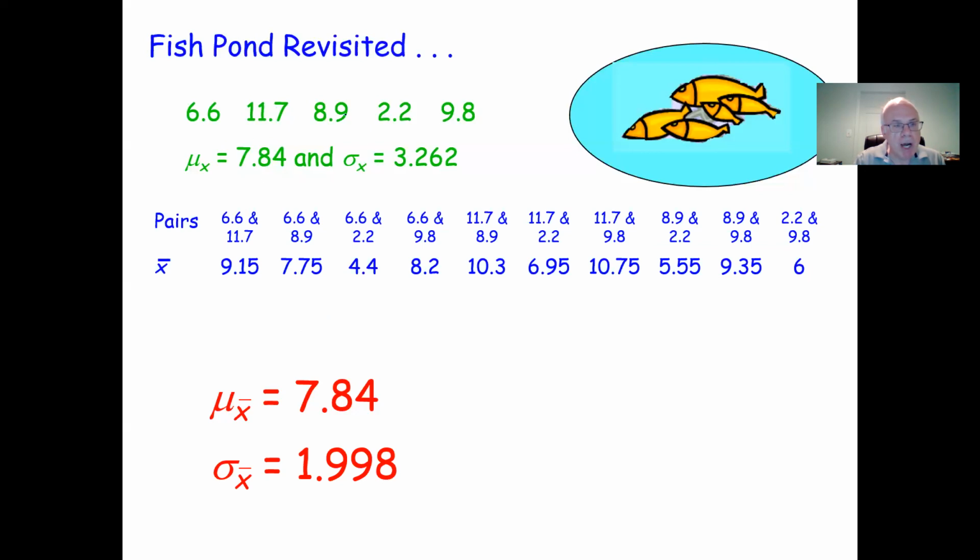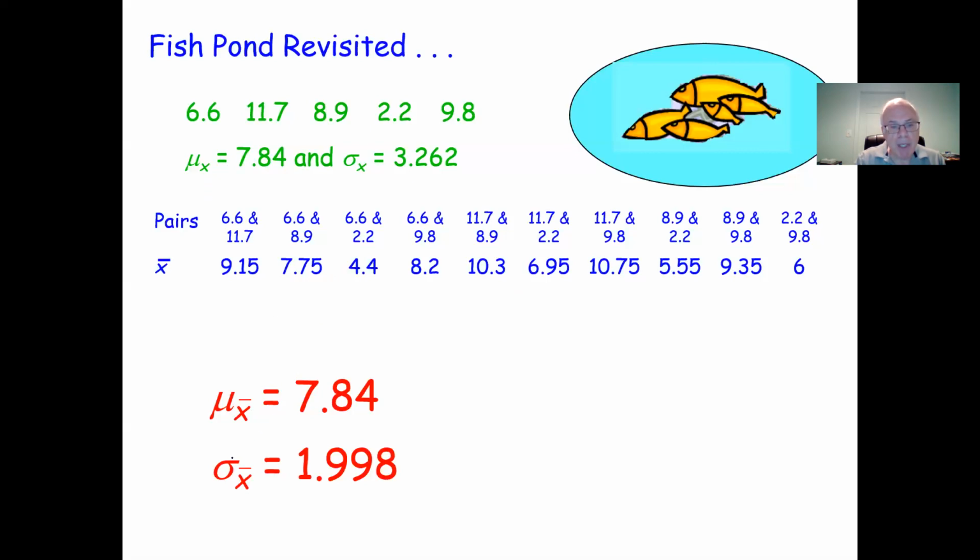So the average of these 5 numbers is mu x, 7.84, and the average of these 10 sample means is 7.84. So the mean of the population is equal to the mean of the sampling distribution. That is always true.